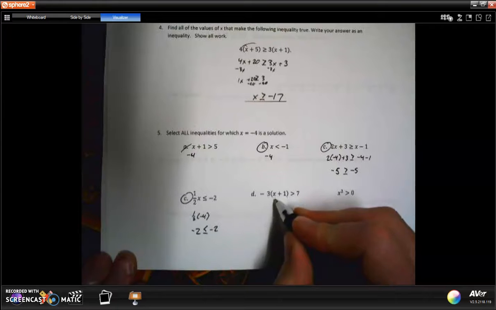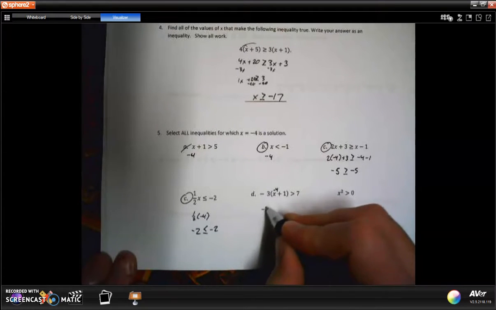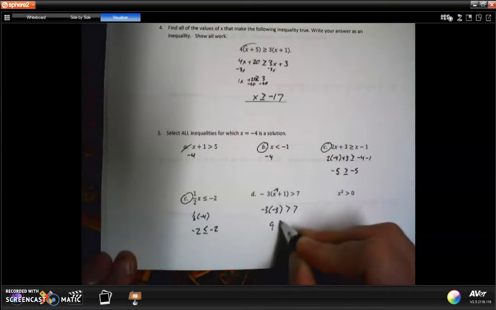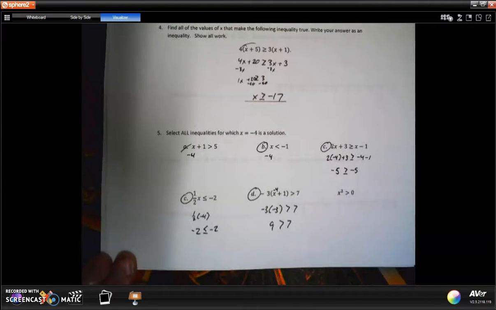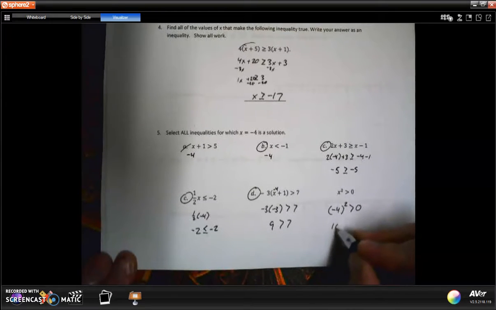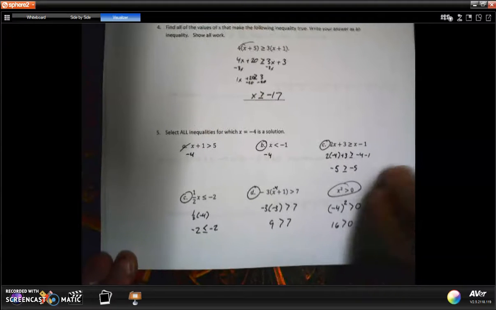Negative 4 plus 1 is negative 3. Negative 3 times negative 3 is greater than 7. Is 9 greater than 7? Yes. Negative 4 squared, is that greater than 0? Negative 4 times negative 4 is 16, greater than 0? Yes. Cool.